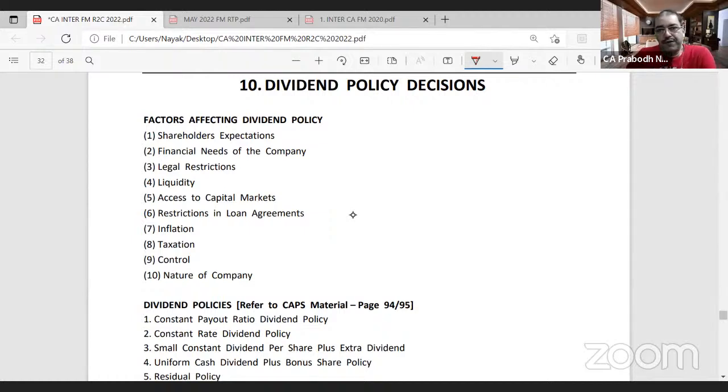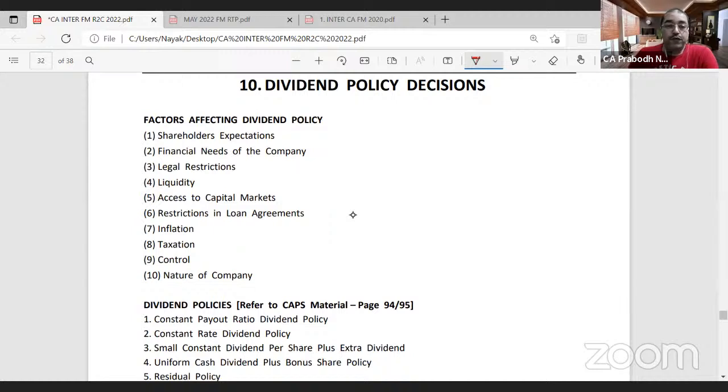Liquidity, how much cash you have. Profits are not the sole criteria because profits may not be reflected in cash. Profits may be reinvested in the business. So how much liquid cash you have in the balance sheet, which you can afford to spend by way of dividend payment. So liquidity is one factor.